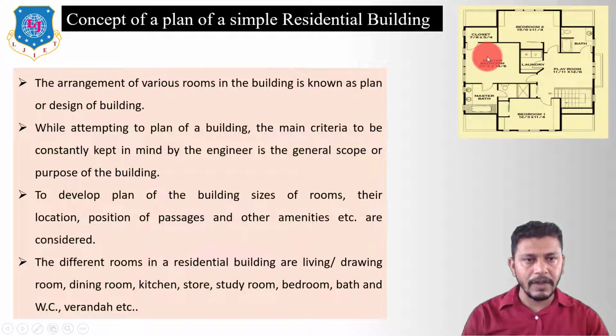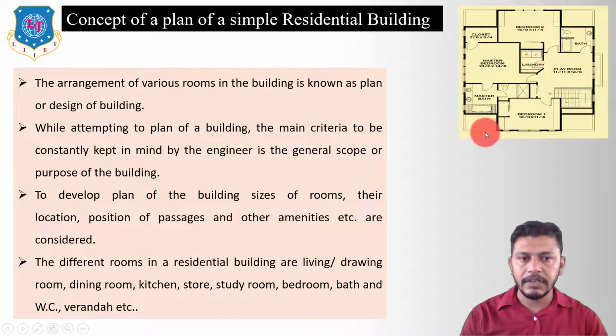So this is the master bedroom, this is a closet, and this is the master bathroom which is attached to the master bedroom. This is another bedroom. Here we have shown the dimensions of the bedroom also. This is a playroom. This is another bedroom, bath, laundry. So these are the different rooms of a simple residential building.